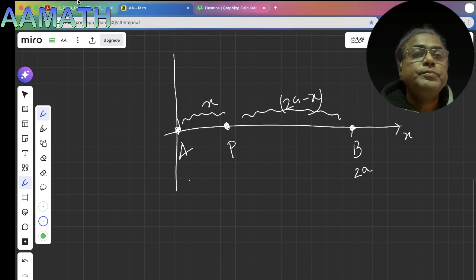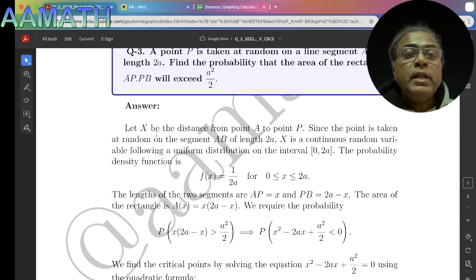The question is that capital X be the random variable, the distance from the point A to point P. Since the point is taken at random on the line segment AB of length twice a, this random variable capital X is a continuous random variable following the uniform distribution on the interval 0 to twice a. The probability density function f(x) equals 1 by 2a minus 0, that is 1 by 2a, for 0 less than or equal to x less than or equal to 2a.